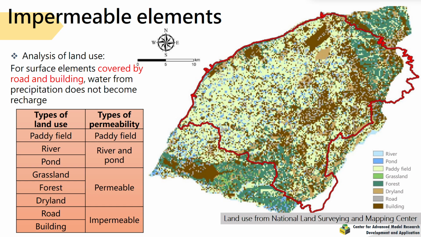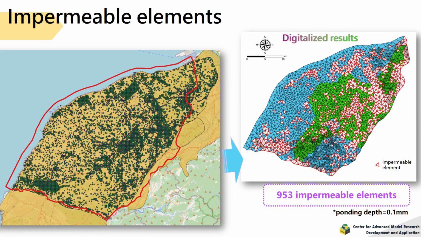If it goes with road and building, the element is supposed to be an impermeable element. We extracted road and building out of all the categories, shown in the green squares. With the tool in THMC platform, we can evaluate what percentage of the green area accounts for in one element. If the majority of the area is road or building, then it will be defined as impermeable elements.